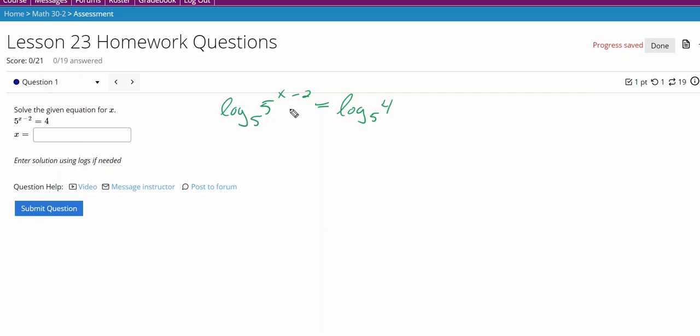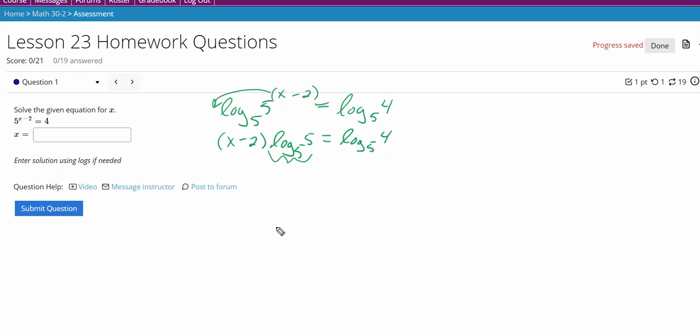Then watch what'll happen here. So now we'll do the same thing, right? We'll bring the x minus 2 down. So now we have x minus 2 times log base 5 of 5, okay? And that's equal to log base 5 of 4. Well, look at this, log base 5 of 5. You can try putting that in your calculator. You'll see what you get.